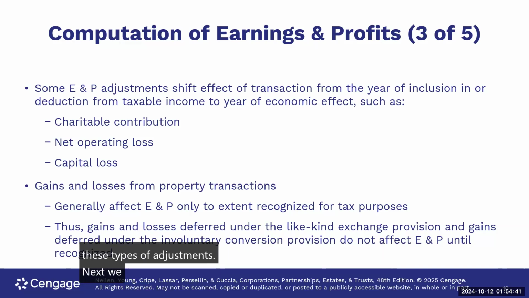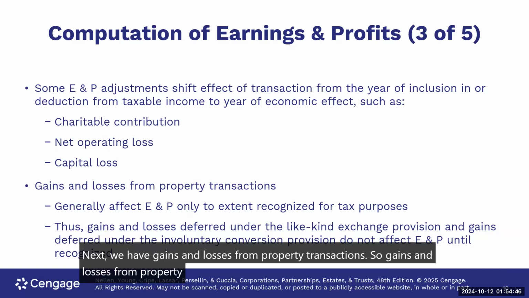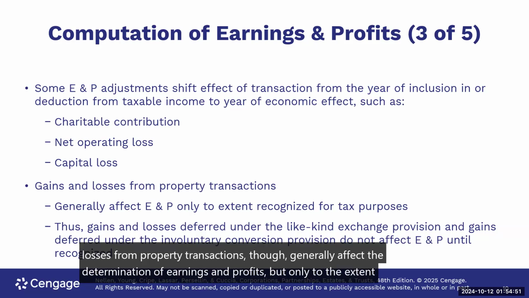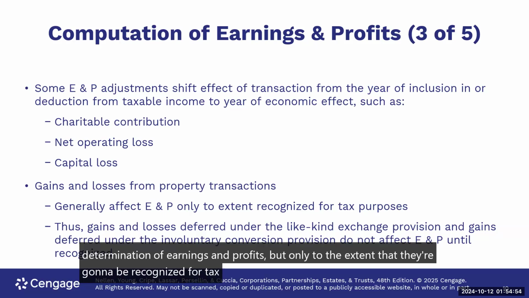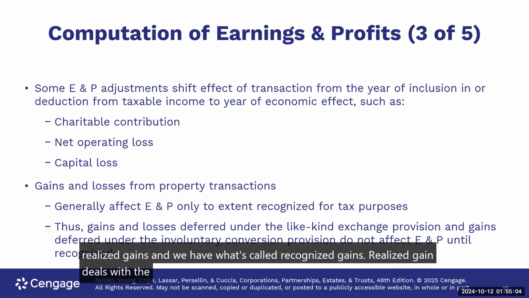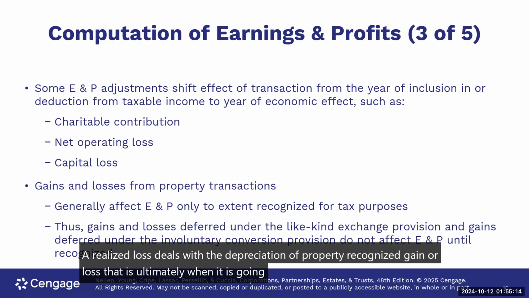Next, we have gains and losses from property transactions. Gains and losses from property transactions will generally affect the determination of earnings and profits, but only to the extent that they are recognized for tax purposes. So we know we have what's called realized gains and what's called recognized gains. Realized gain deals with the appreciation of property. A realized loss deals with the depreciation of property. Recognized gain or loss is ultimately when it is going to be recorded for tax purposes. So that is when it makes a difference.